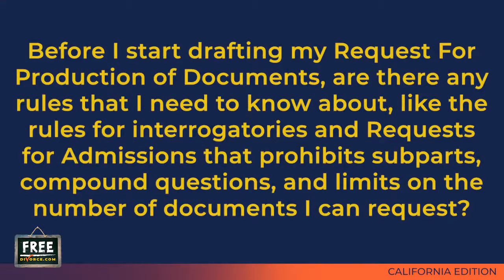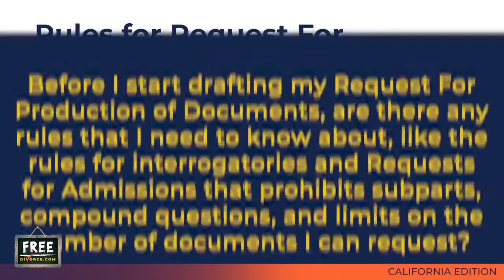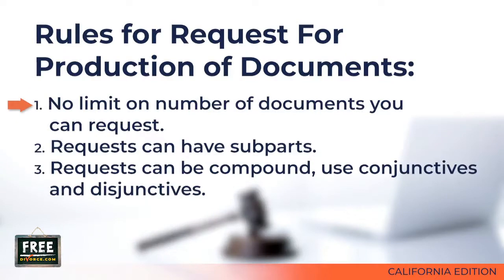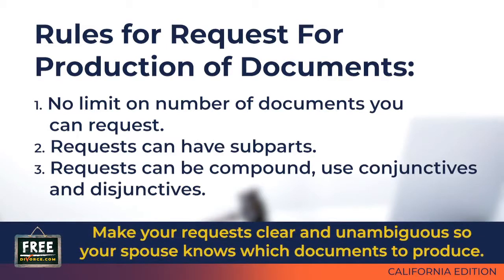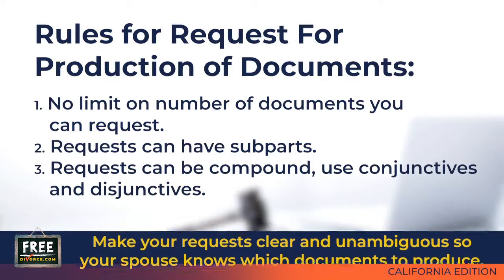Before I start drafting my request for production of documents, are there any rules that I need to know about, like the rules for interrogatories and requests for admissions that prohibit subparts, compound questions, and limits on the number of documents I can request? There is no limit on the number of documents you can request your spouse to produce. When you write down a description of the documents you want your spouse to produce, your description of the documents can have subparts, and you can use conjunctives and disjunctive words. However, you want to make your requests clear and unambiguous, so your spouse knows which documents to produce.